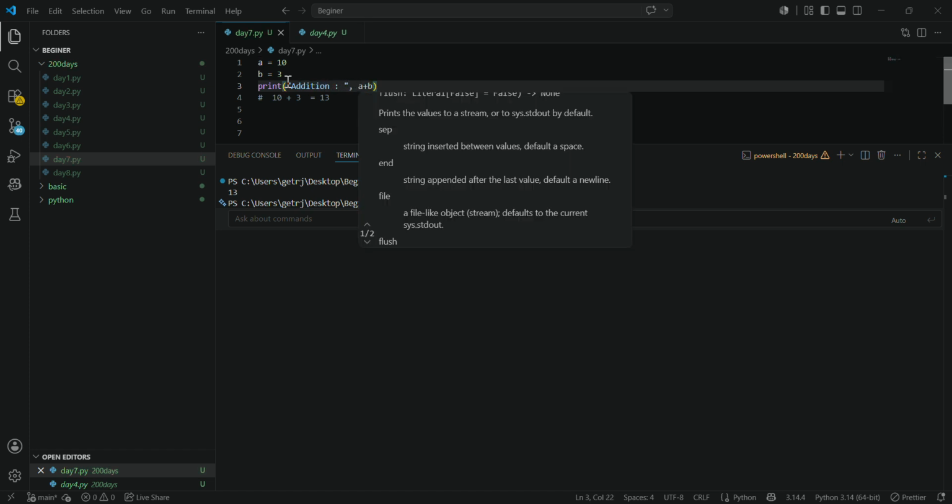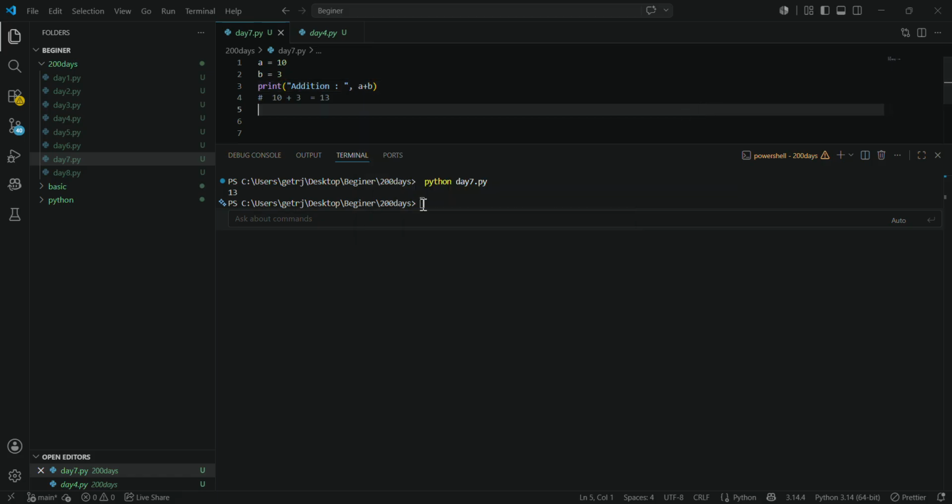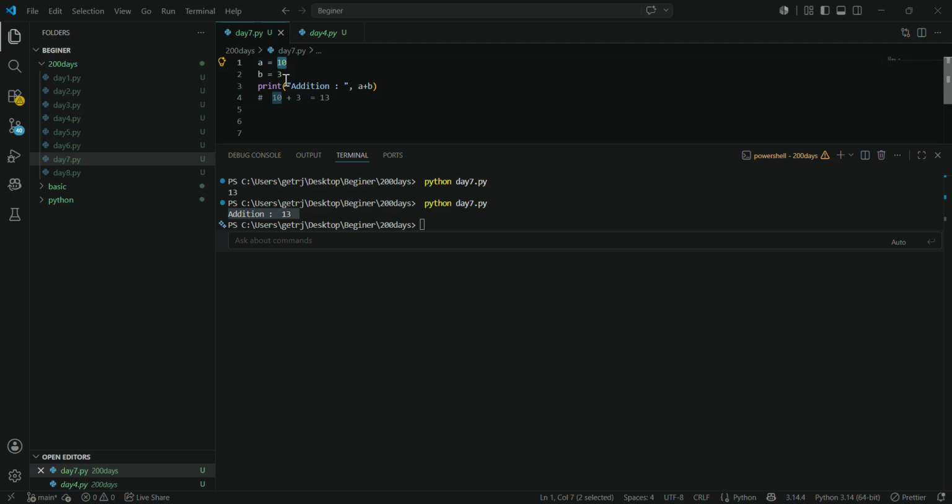Now we will check here. Okay, now addition is 13. Why 13? We are adding 10 plus 3. a plus b, where a is equal to 10 and b is equal to 3. Then we are adding 10 plus 3 equal to 13. That was the output. Now we will check another.